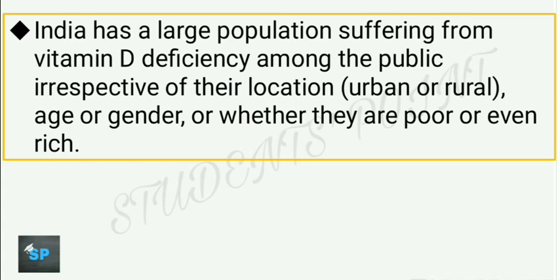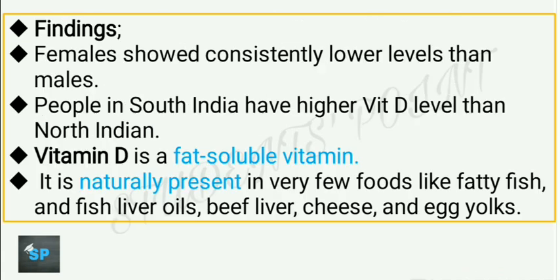India has a large population suffering from vitamin D deficiency, irrespective of their locations, be it rural or urban areas, age or gender, or whether they are poor or even rich. Some key findings of this report: females compared to males showed consistently lower levels of vitamin D, while people in South India have higher levels of vitamin D than those living in North India. However, all Indians are suffering from acute deficiency of vitamin D. Vitamin D is a fat soluble vitamin. Please note that it is not water soluble, rather it is fat soluble.